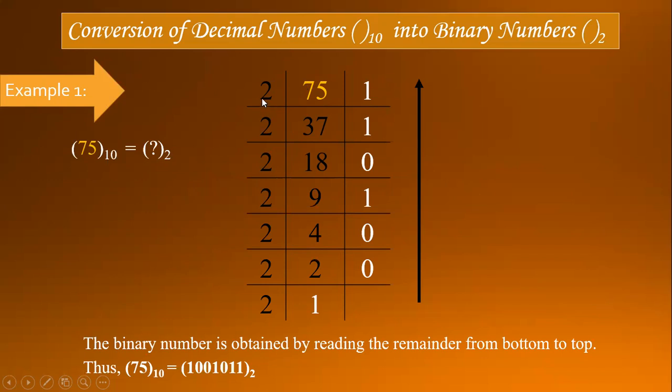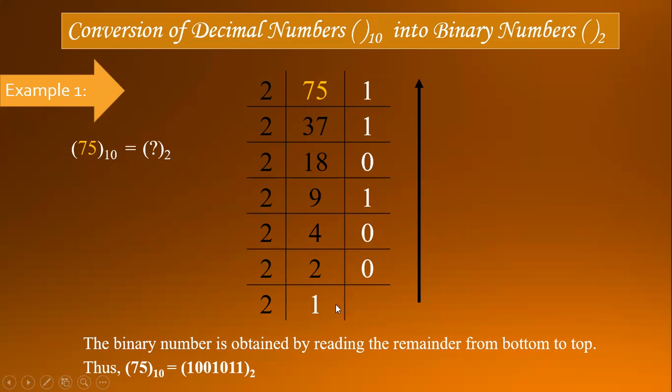So let's see it here. When we divide 75 by 2, we get quotient 37 and remainder 1. Then 2 goes into 37 eighteen times and the remainder will be 1. 18 divided by 2 is 9, the remainder will be 0. 9 divided by 2 is 4, remainder will be 1. 4 divided by 2 is 2, remainder will be 0. 2 divided by 2 is 1, remainder will be 0.